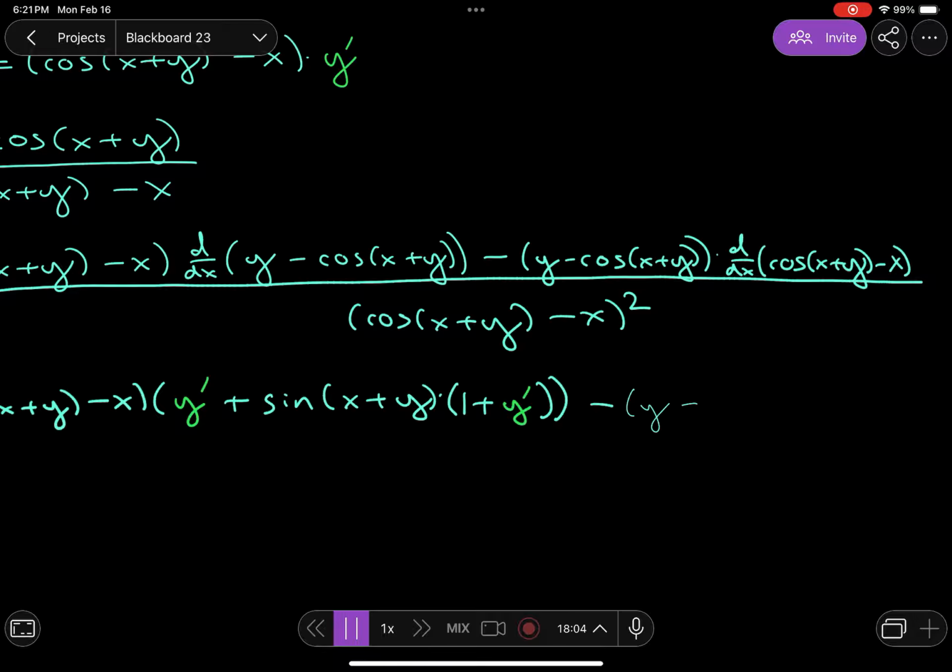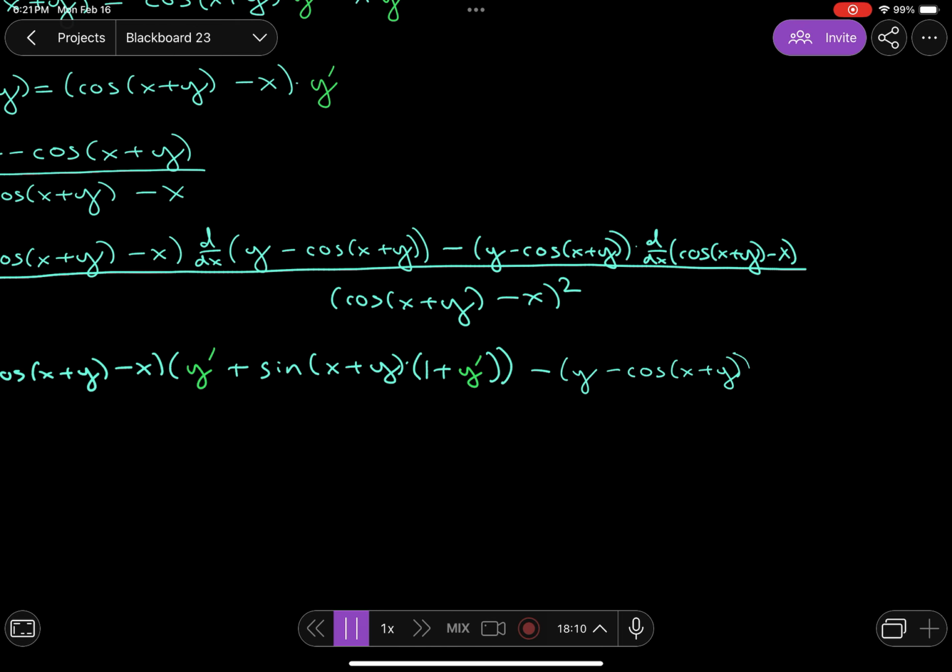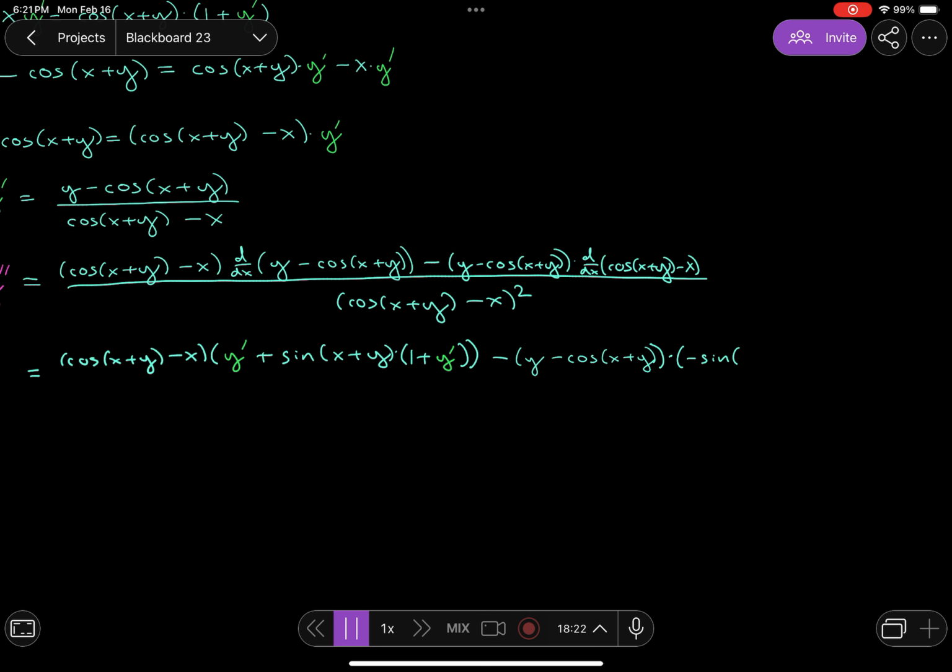Minus, this guy doesn't change. We have y minus the cosine of x plus y times the derivative of the cosine, which is negative sine. So I got negative sine of x plus y times the same derivative, 1 plus y prime, minus 1. Is that what I'm looking at? Yep, minus 1. So again, I just took the derivative of this part right here. That's this right here. Fact check with me.